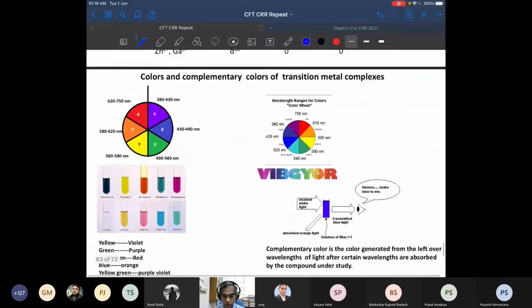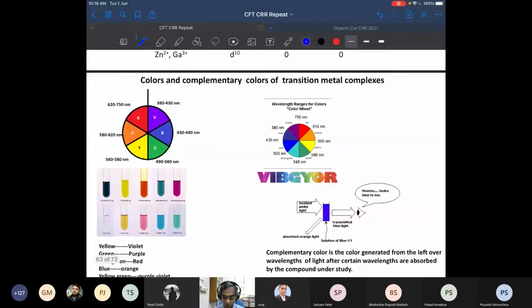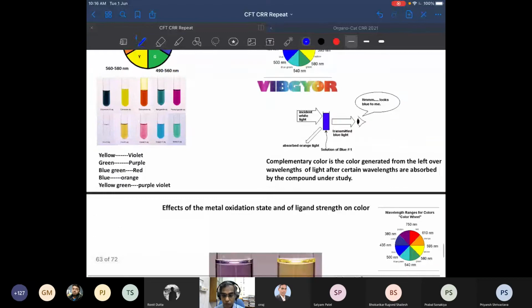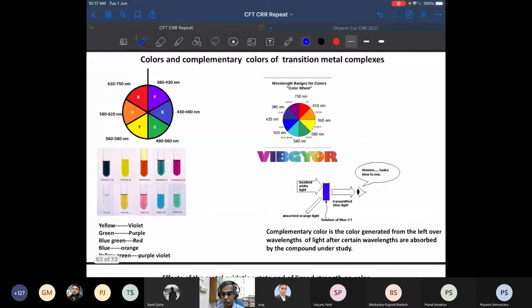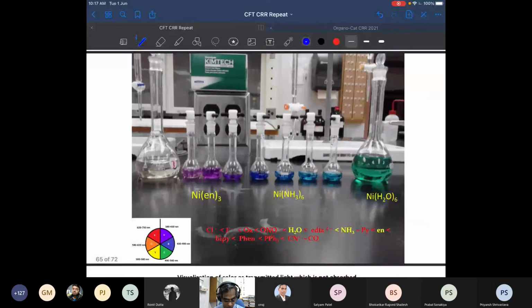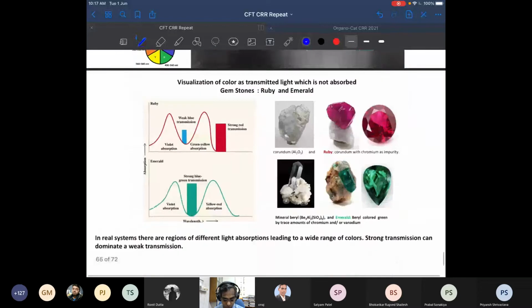The color of the complex, I have already explained to you. There is not much to explain again. I am showing the same slide because this is another success story of the crystal field theory, that you can beautifully explain the color of transition metal complexes. I'm not going into it again. All this I have shown already before your midsem.